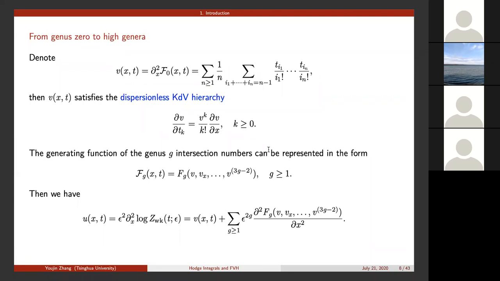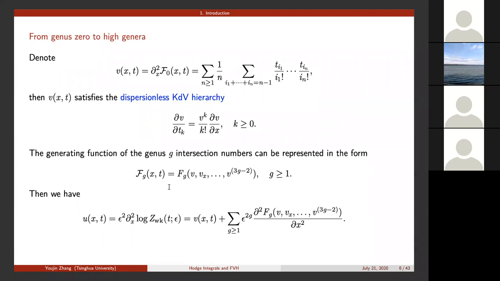Then starting from this one, we can construct the higher genus free energies F_g. The genus g free energy is originally a function of x, t0, t1, t2, and so on; it depends on infinitely many independent variables. But you find that this F_g can be reorganized. You can write it as a function of V first, the x derivatives of V, and so on. The dependence of F_g on t is given by the dependence of V on t using this relation. So if we substitute V into this expression, then you obtain the free energy F_g.